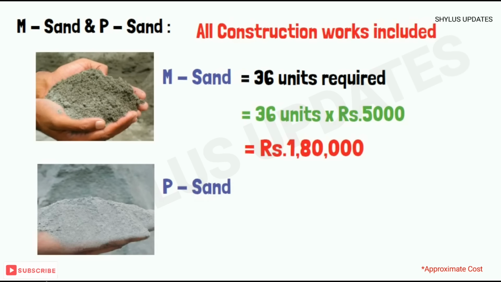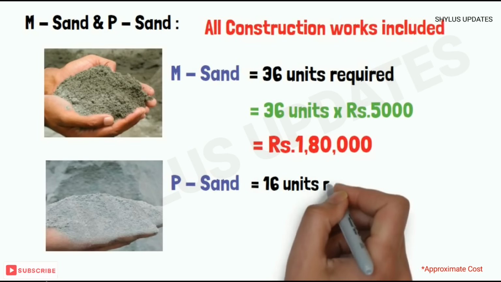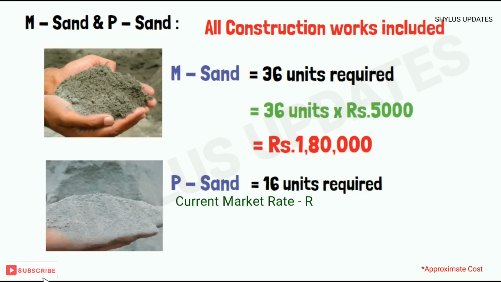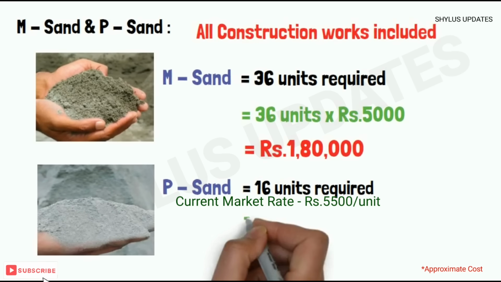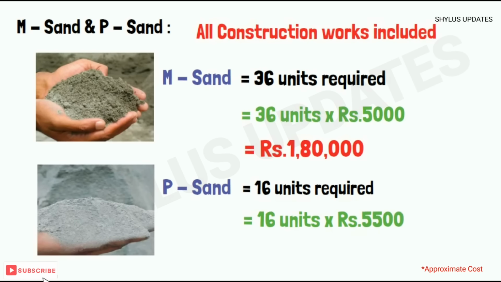P sand. For a 2000 square feet house, 16 units of P sand are required. The current market rate of P sand is rupees 5,500 per unit. When you multiply 16 units into rupees 5,500, you get rupees 88,000.